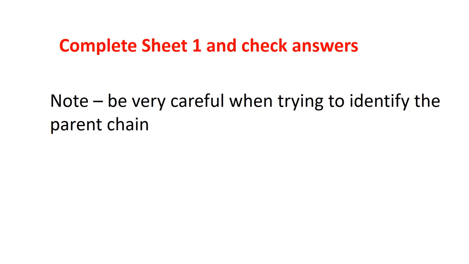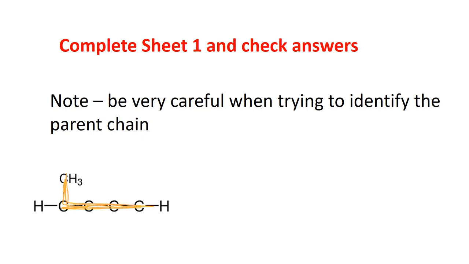Okay, so now I want you to complete sheet 1 and check your answers. The front of that sheet is very important. I want you to be careful identifying the parent chain. Let me just show you a couple of tricks that can happen. So for this first example, some students look at this and say, okay, I see 4 across. I'm going to call this a butane. Well, the fact is that the chain's bent up. This is not 4, it's actually 5.